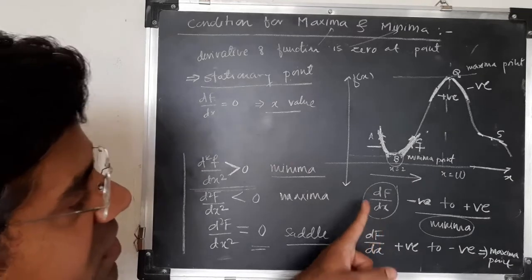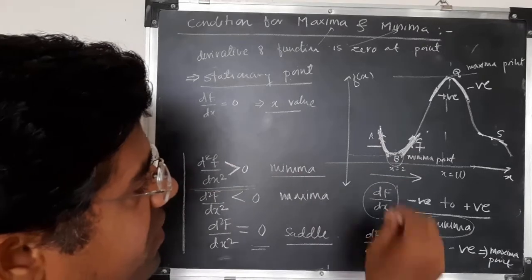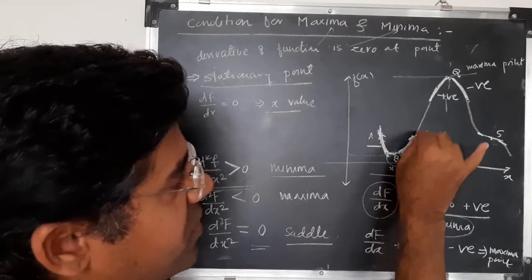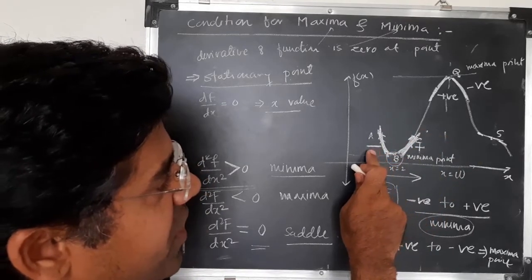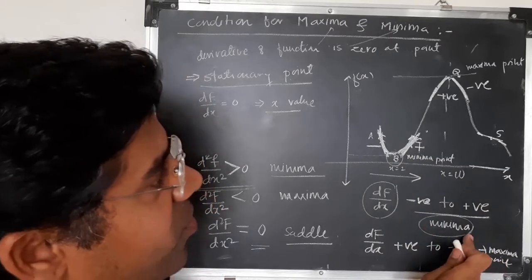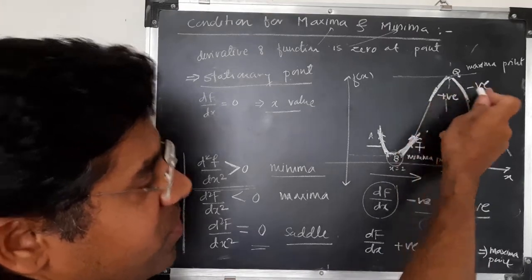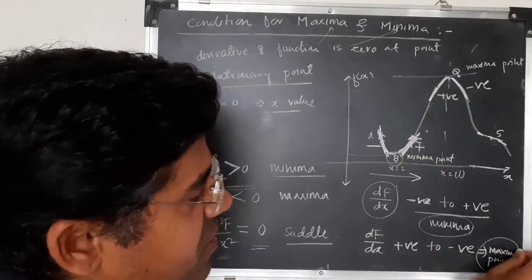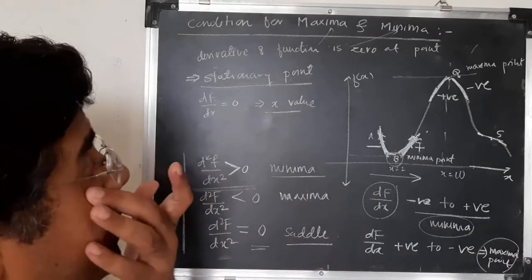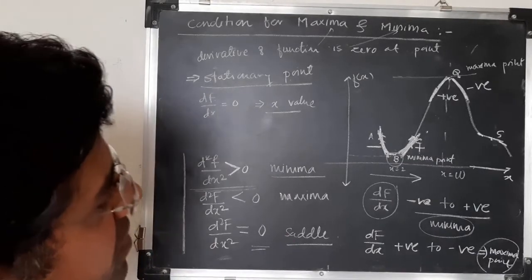Second case: suppose I find the derivative of that particular function. This is f prime, the slope of this line, and it is changing from negative, to 0, to positive. That is nothing but your minima point. Suppose the derivative of that function goes from positive to negative, then this is your maxima point, and equal to 0 means your saddle point. So this is the condition for your maxima and minima points.